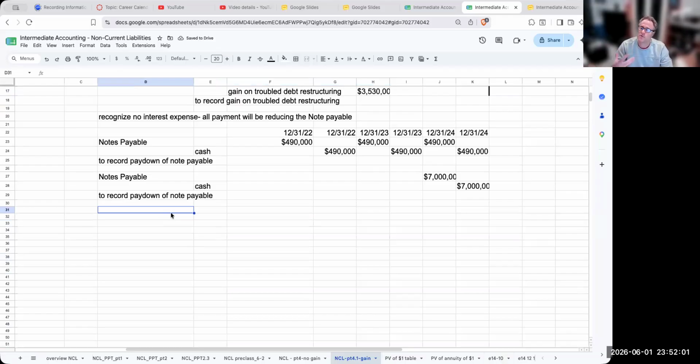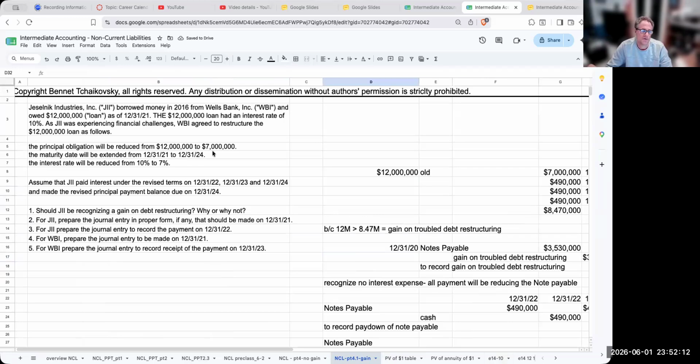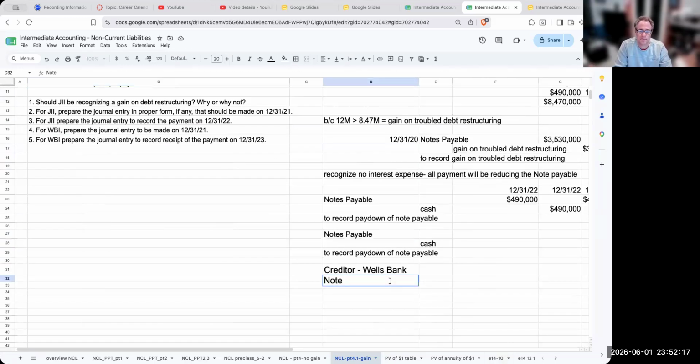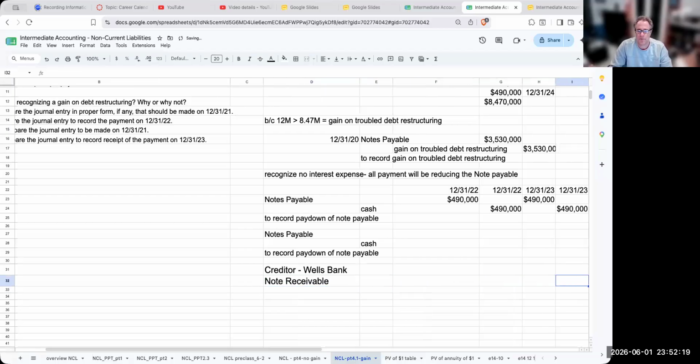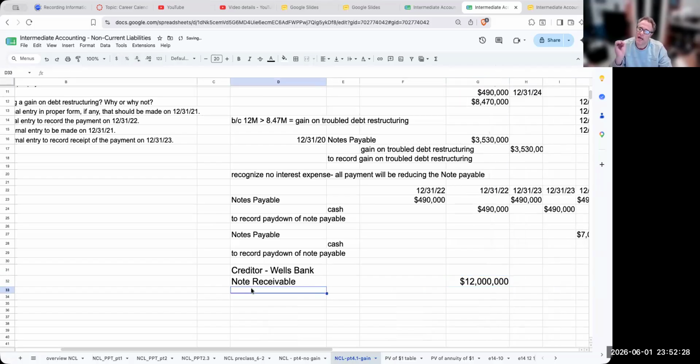But let's go ahead and do this. This will be a good review for us to go through. So from the creditor perspective, or basically Wells Bank, when we look at this, we have our note receivable, and our note receivable is going to be 12 million. Now, what we have to do is be realistic about what we're going to be receiving.